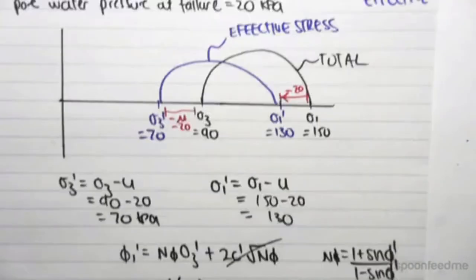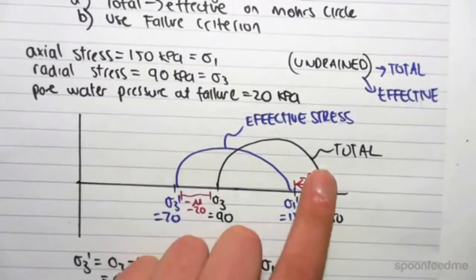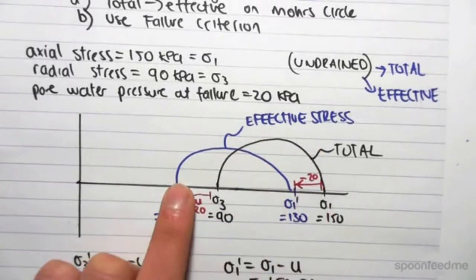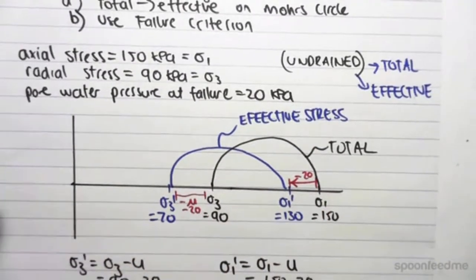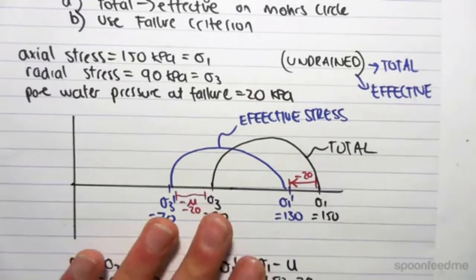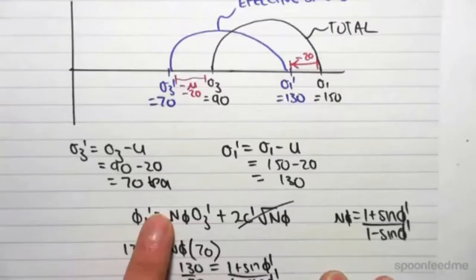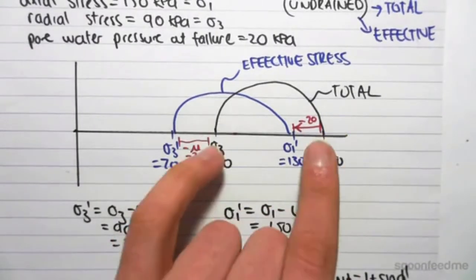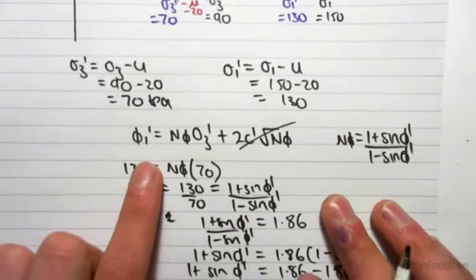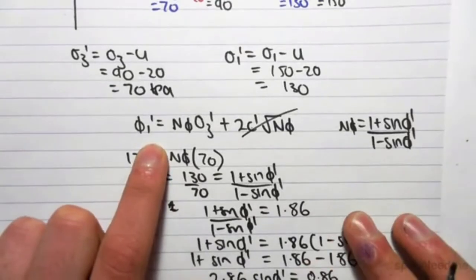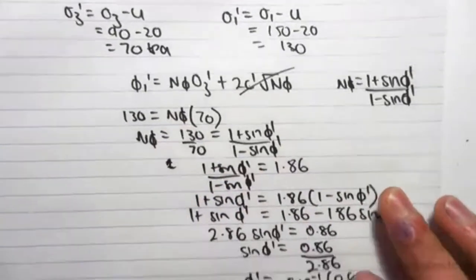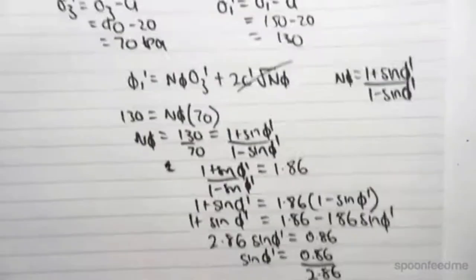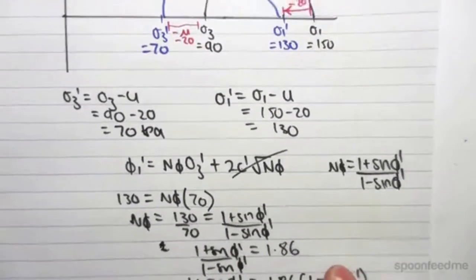Okay, so that's how we do the question. We need to first convert our Mohr's circle from total to effective stress. For this example, it isn't even that necessary to draw Mohr's circle, but I've drawn it just to show you what's going on. So we convert our total principal stresses to effective stresses, and then we use our failure criterion to set up an equation in order to find phi dash, which is the friction angle.